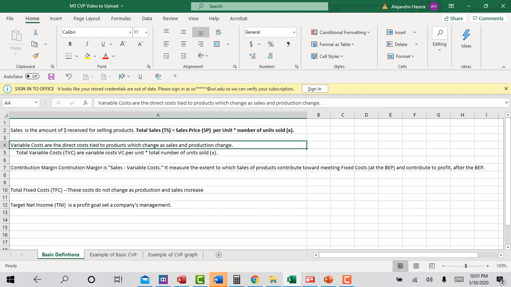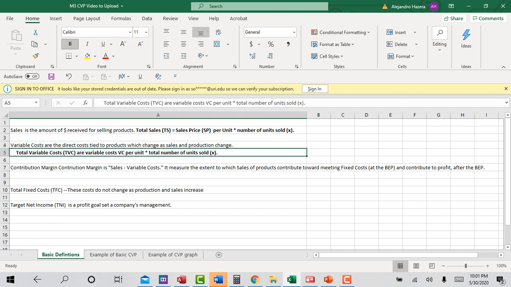You sell 0 units, you have 0 revenue. The next one here is variable costs. Variable costs, which you should read about in the chapters, are direct costs tied to products which change as sales and production change. In these examples, we're going to tie sales and production together. We're going to assume that sales equals production, which is basically a static inventory, but we'll just make that assumption for now.